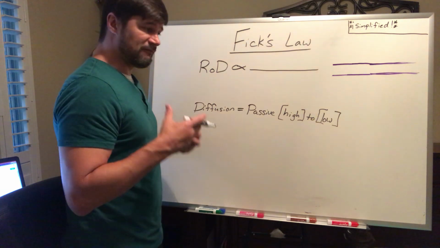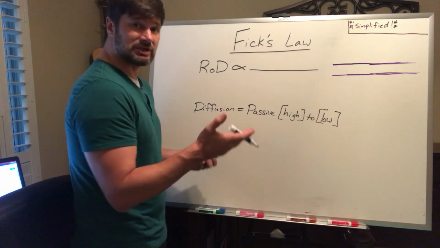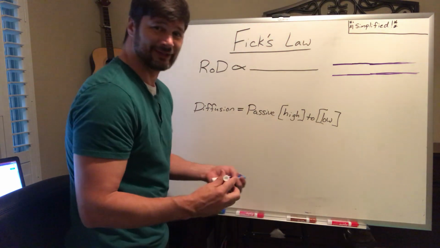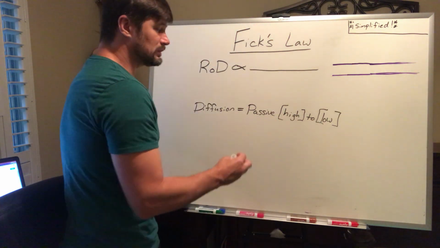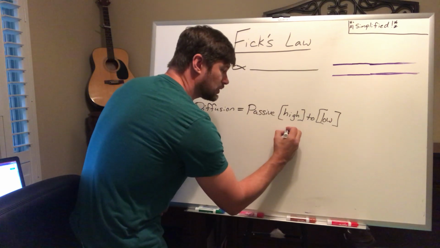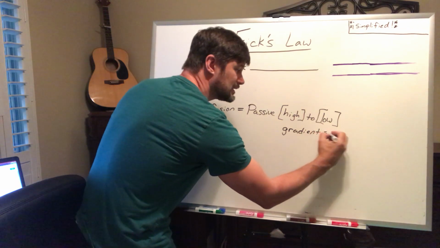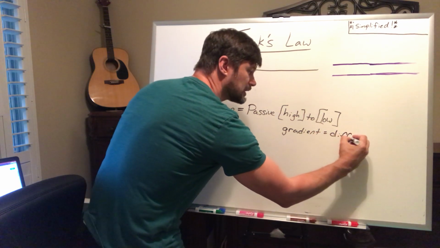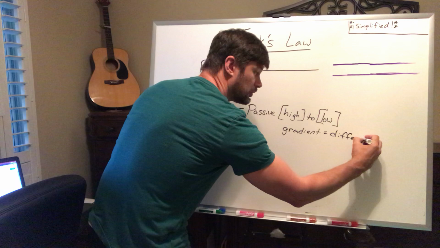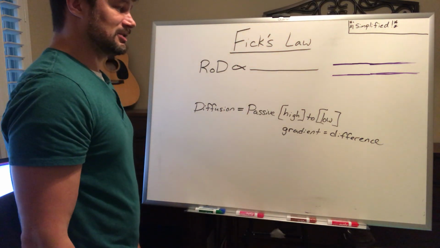What's the first thing that affects whether or not diffusion even occurs? Well, the first thing we must have is a high to low. This is related to a gradient. The gradient of anything is equal to the difference between the two sides.